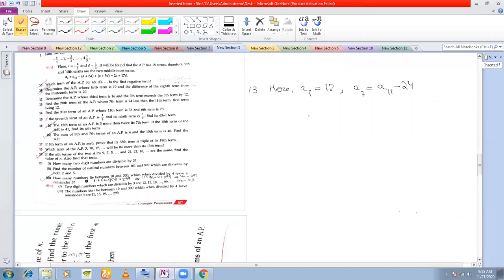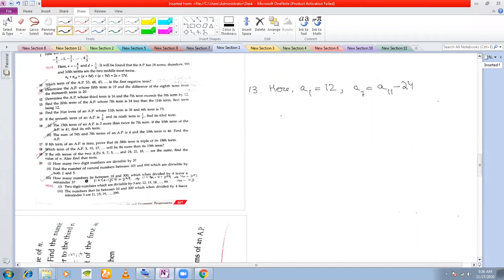You need to determine the AP, and to determine the AP, what actually do you need? Can anyone tell me? You need the first term and the common difference. If you know the first term and the common difference, then you can determine the complete AP. So clearly we know the first term here. What is unknown to us? The common difference. Let us first find out the common difference.